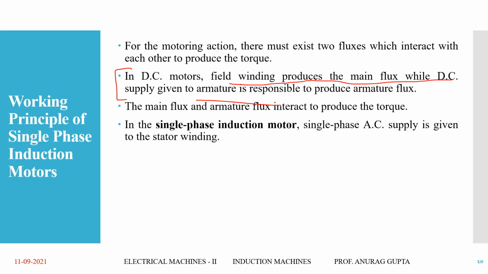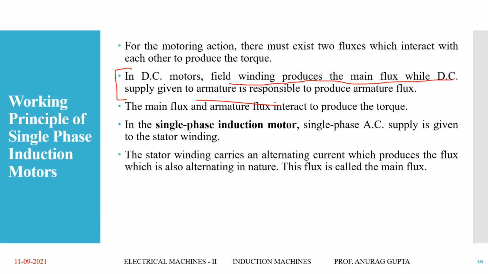While in a single phase induction motor, single phase supply is given to the stator winding. The stator winding carries an alternating current, because of course if we are providing AC supply, the current will also be alternating. What is the meaning of alternating? It means which is changing at every instant. So the stator winding carries an alternating current which produces the flux, which is also alternating in nature. Supply is AC, current is alternating, and that's why the flux is also alternating in nature.